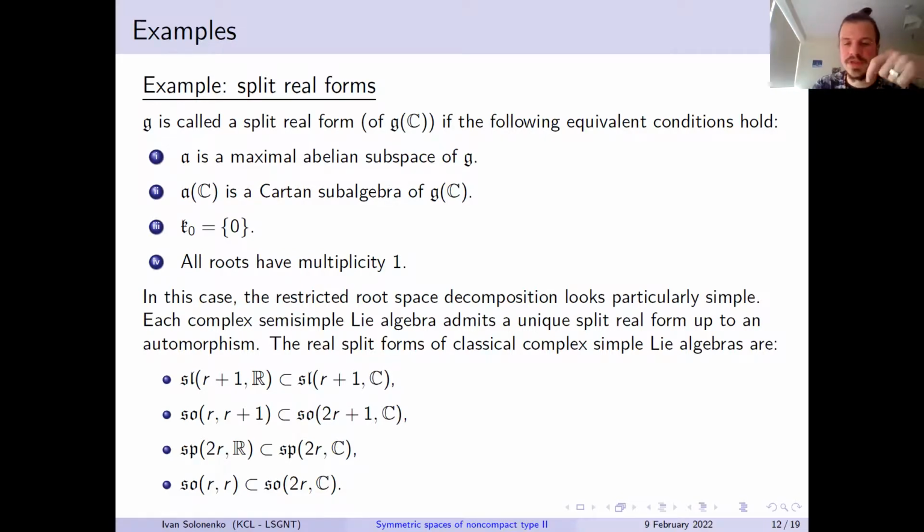Okay, and you can do the same for exceptional Lie algebras, but it's not really insightful because there's like a bunch of notations. Here you can actually describe the split real forms in other terms.